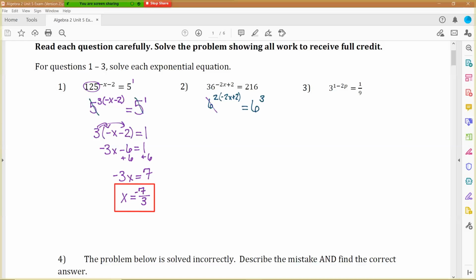Since our bases match, we can cancel them out, leaving us with 2 times negative 2x plus 2 equals 3. And again, we're going to distribute, so negative 4x plus 4 equals 3. Subtract 4 from both sides. Divide both sides by negative 4. Negative 1 divided by negative 4 is positive 1/4 because a negative divided by a negative is positive.